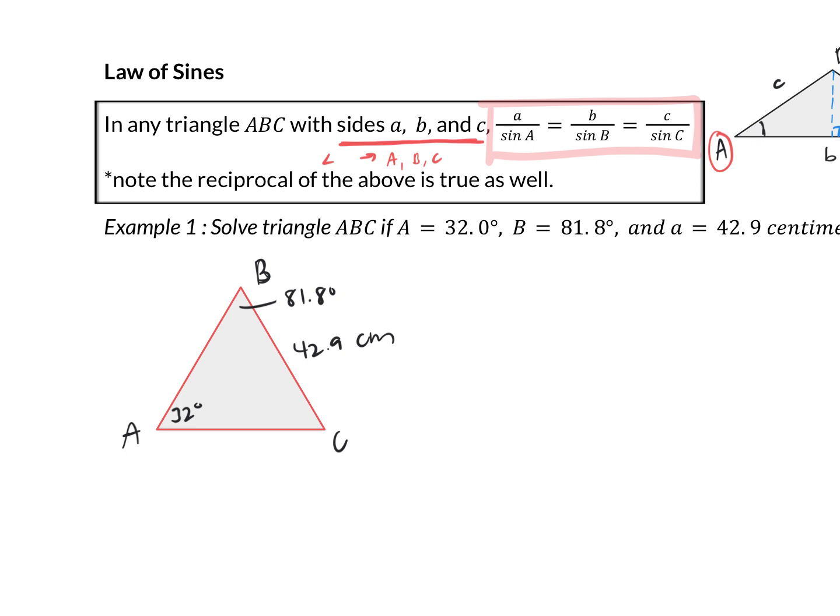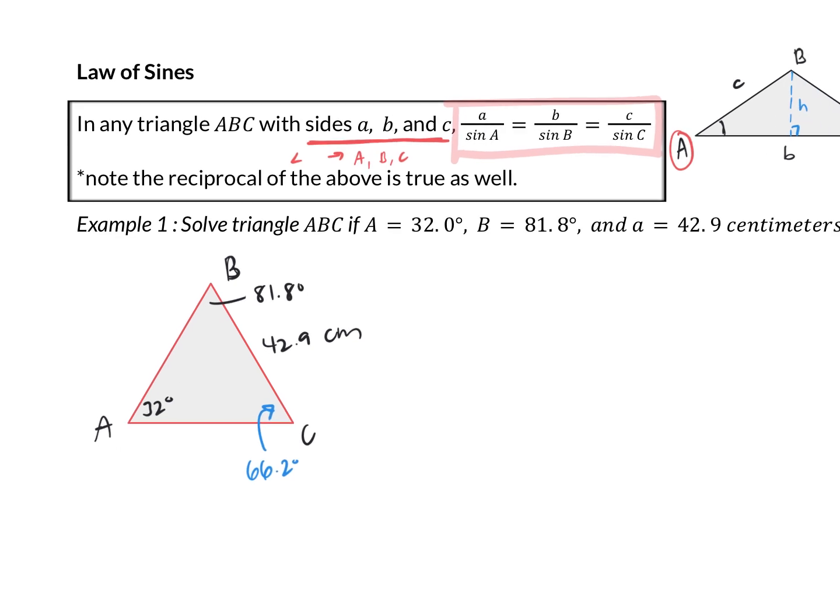Were you okay with the placements of all those things? Okay, so now we can just use my proportion. I'm going to set up all three of those fractions there, and then I'm going to solve for the missing pieces. Before I do that, however, could I solve for the missing angle right here? Yeah, what is 180 minus 32 minus 81.8 going to give me? 66.2 degrees. Very good.